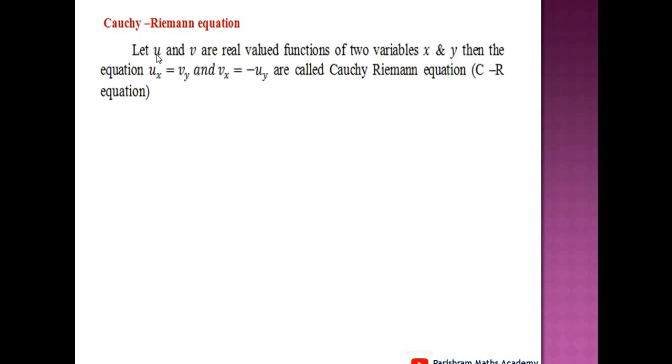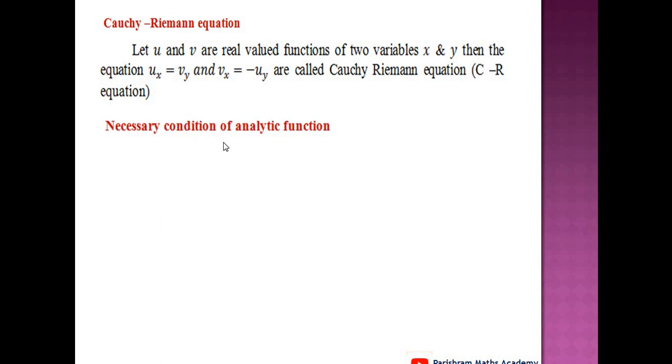Cauchy-Riemann equations, that is CR equations. Let u and v be real valued functions of two variables x and y. Then the equations ux equal to vy and vx equal to minus uy are called Cauchy-Riemann equations. Here u and v are real valued functions having first order partial derivatives and satisfy the conditions ux equal to vy and vx equal to minus uy. These two equations are called Cauchy-Riemann equations. They are also called CR equations.